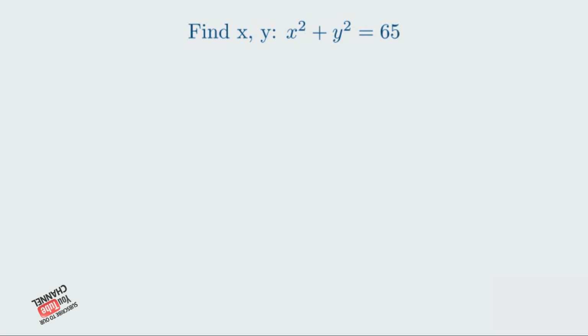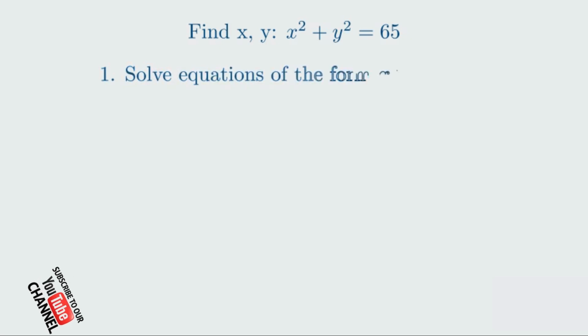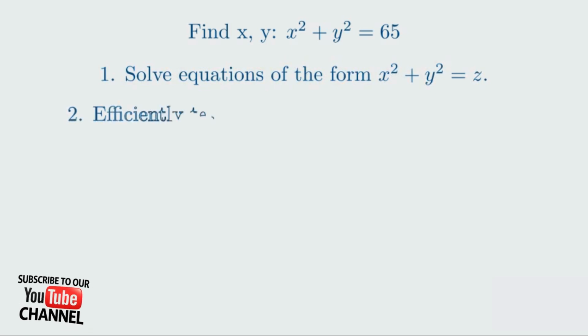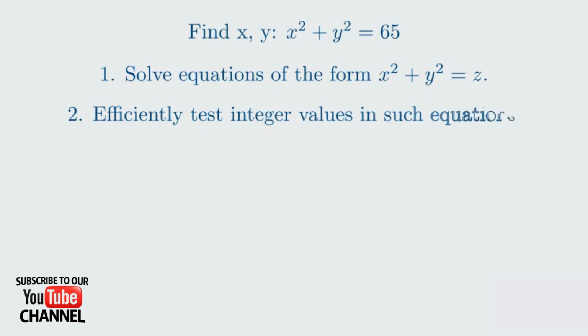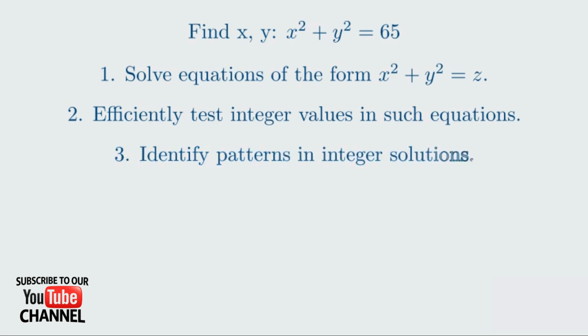By the end of this lesson, you will be able to, first, solve equations of the form x squared plus y squared equals z, where z is a constant. Second, you'll be able to quickly test integer values in such equations. This will allow you to find solutions efficiently. And third, you'll be able to identify patterns in integer solutions, which can help you solve similar problems in the future. So let's get started and find those pairs of integers that satisfy our equation.